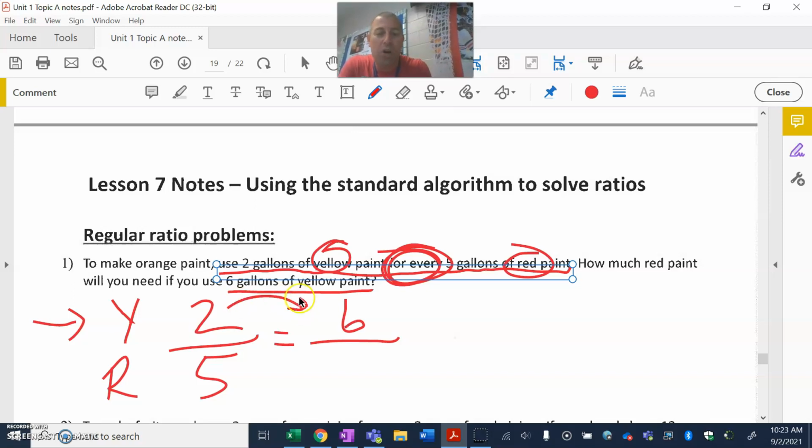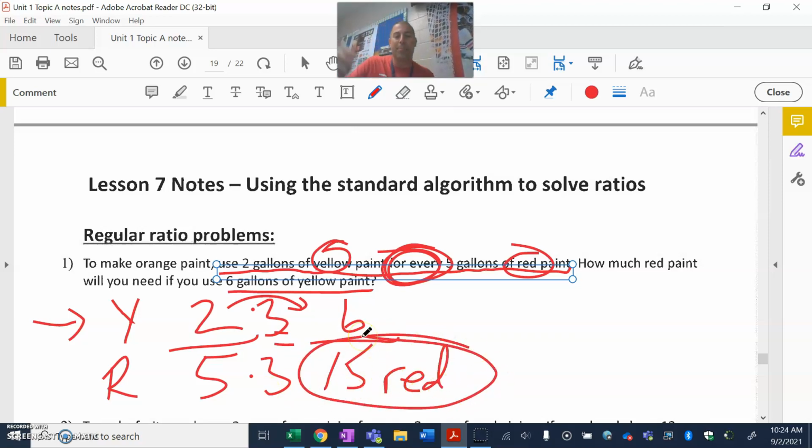So, what do you multiply the 2 by to get to the 6? 3. So, come on down here. We need to do the exact same thing. And that's the whole idea: what you do to one, you have to do the other. So 5 times 3 is 15. So you're going to need 15 gallons of red. Circle it, people. Circle it.